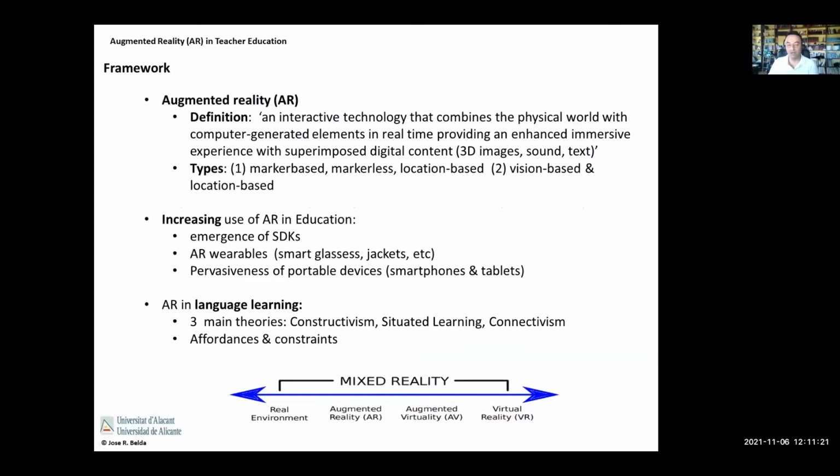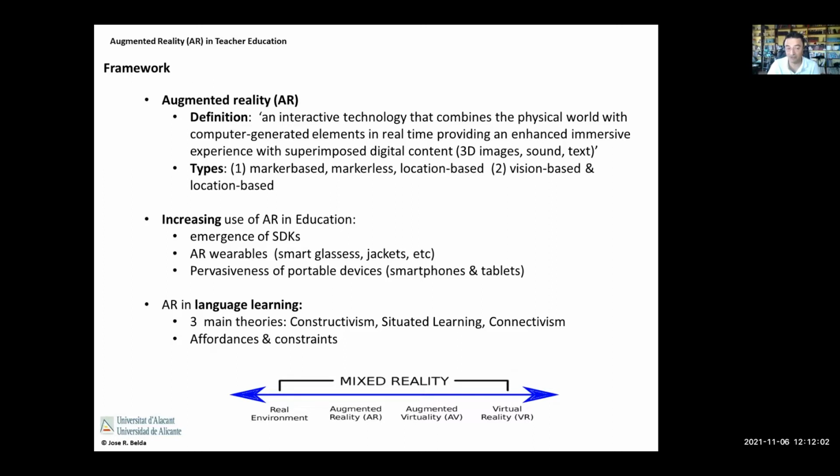Today, augmented reality is considered to be one of the emerging technologies. There are different definitions, but I just wanted to include one of them: it's an interactive technology that combines the physical world with computer-generated elements in real time, providing an enhanced immersive experience with superimposed digital content, such as 3D images, sound, text, etc. Traditionally, there are three different types of augmented reality technologies. One is marker-based, the other one is markerless, and there's the location-based or GPS. But some authors just reduce them to two, vision-based and location-based.